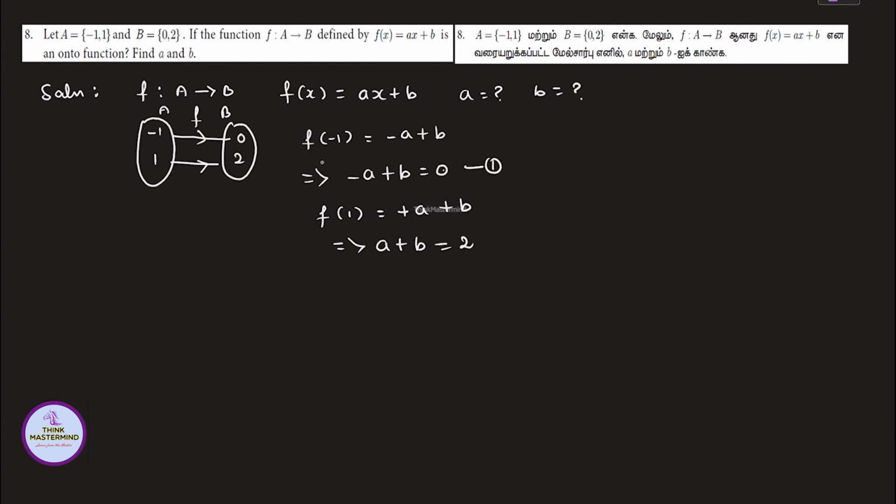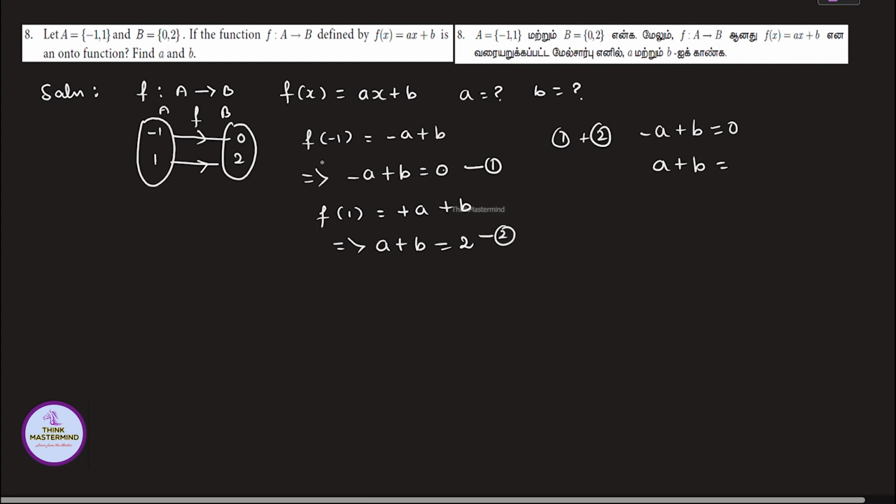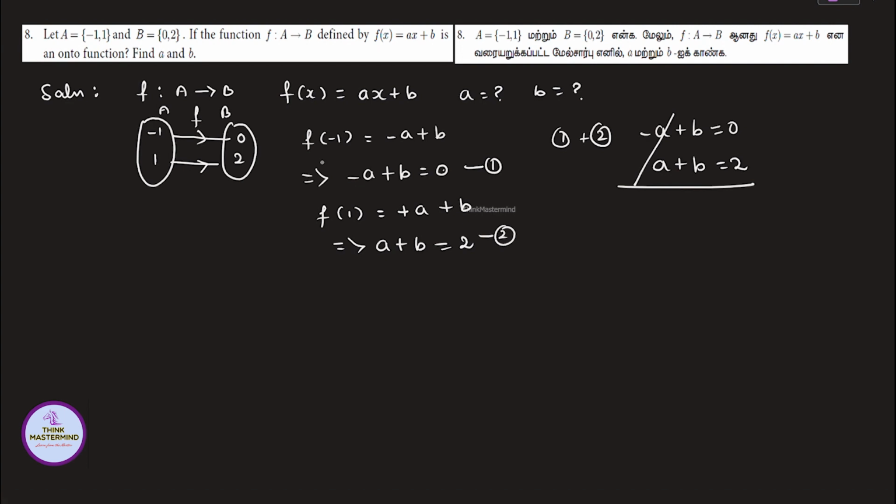From equations 1 and 2, solving by elimination method, adding 1 and 2, that is minus a plus b is equal to 0 and a plus b is equal to 2. Solving this, a is cancelled. Therefore, 2b is equal to 2, b is equal to 1.